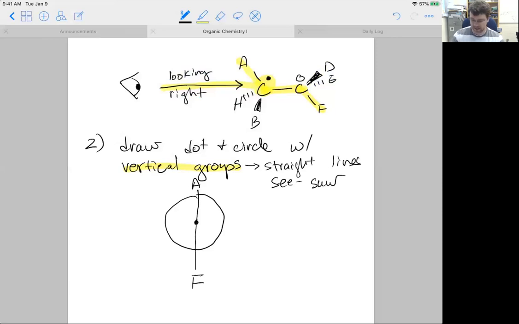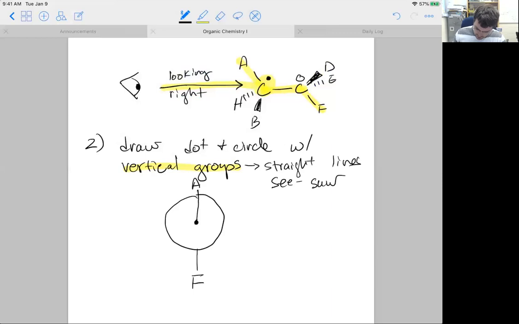Oops, I connected it to the dot. Remember, we want to stop at the circle. Now we've shown that A is connected to the dot and F is connected to the circle. Okay, that's part of identifying the vertical groups, but we also showed them in their correct orientation. A is up. As our eye ran into the dotted carbon, it saw that A was pointing up and F was pointing down. Okay, so we've now drawn the two groups that are vertical.